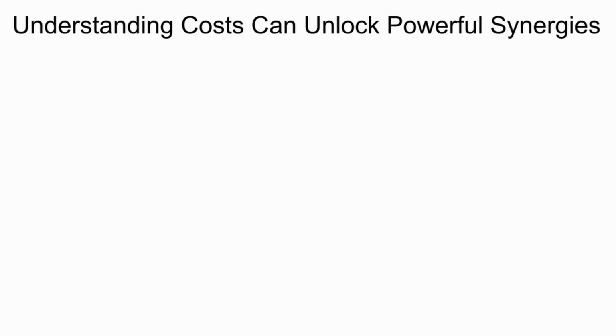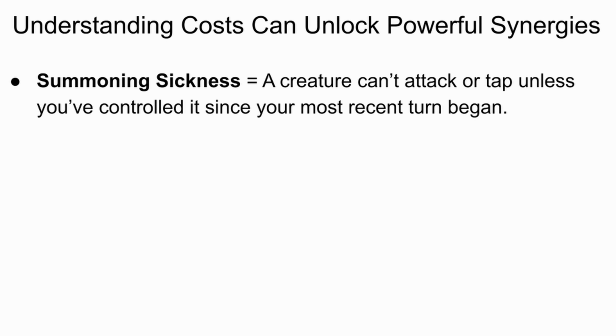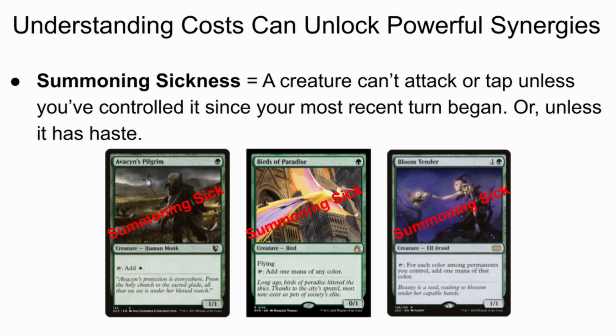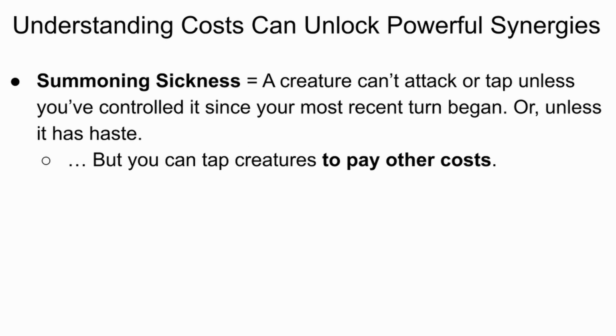You're probably familiar with the concept of summoning sickness. Summoning sickness means a creature can't attack or activate abilities with the tap symbol until you've controlled it since your most recent turn began, or it has haste. This is why you usually can't tap your classic mana dorks on the turn you play them. But tapping creatures as part of paying another card's cost is different.